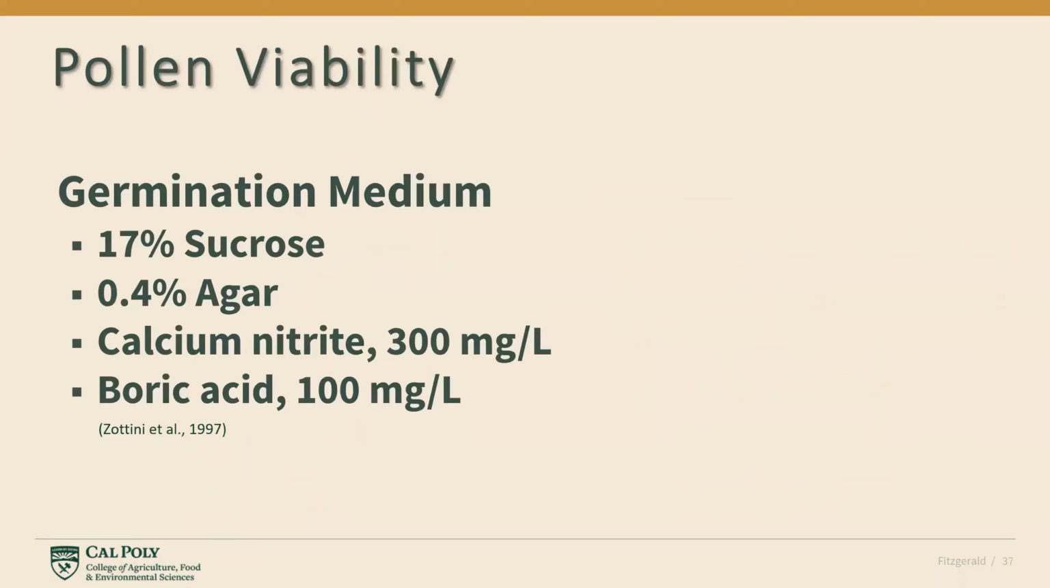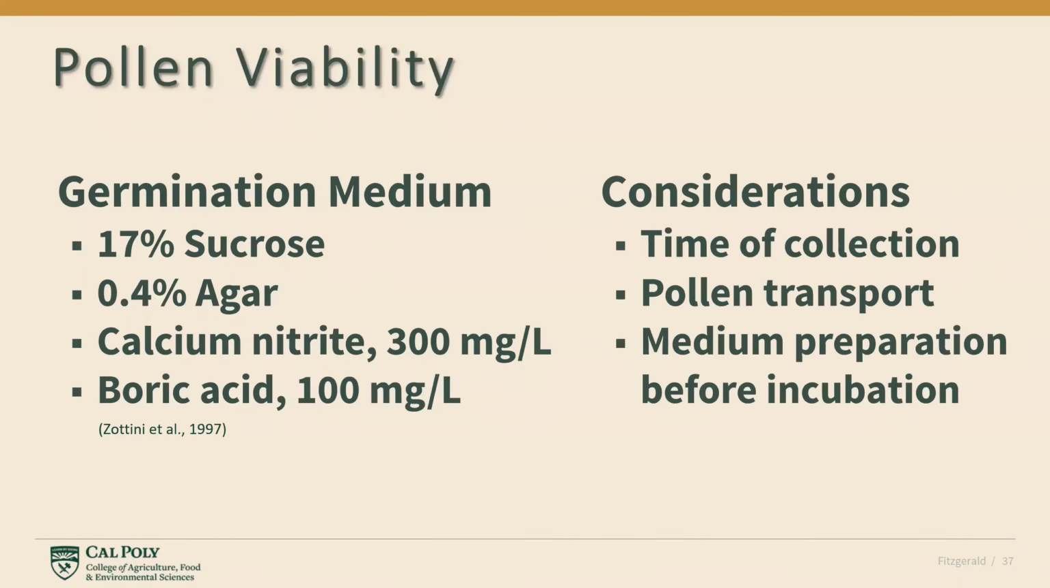The ingredients for the germination medium are above, mainly consisting of sucrose at 17% and agar at 0.4%, also with calcium nitrate and boric acid. There are a lot of considerations going into assessing pollen viability, like the time of collection, the transport of pollen from the greenhouse or field to the lab, and the medium preparation before incubation.